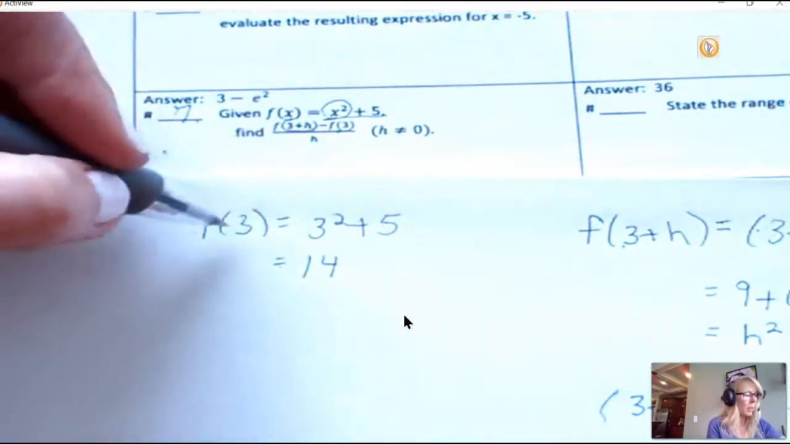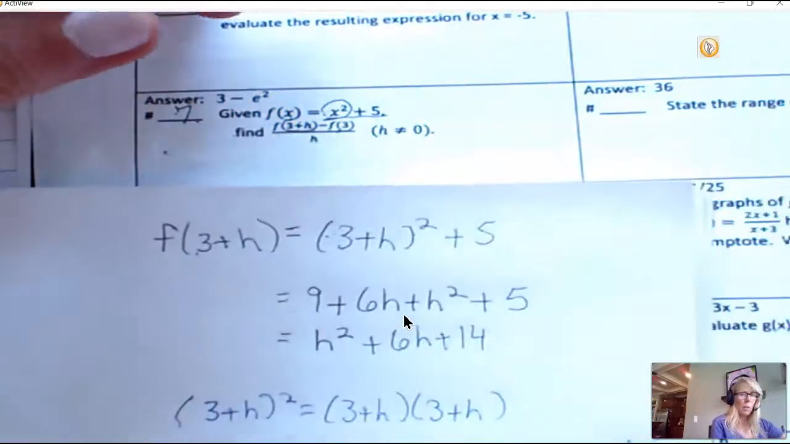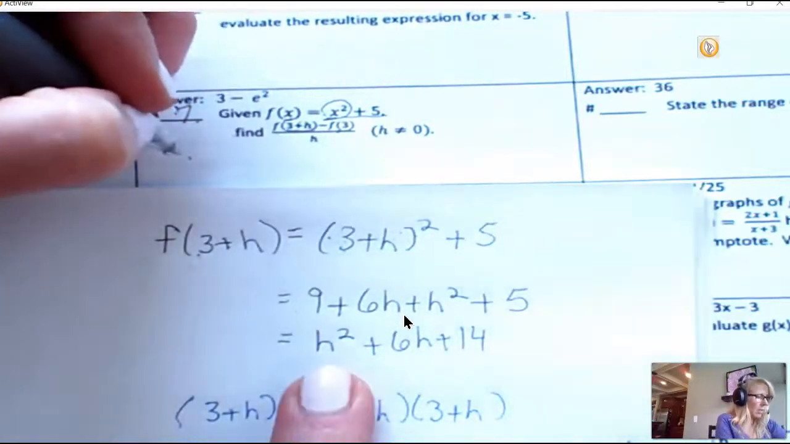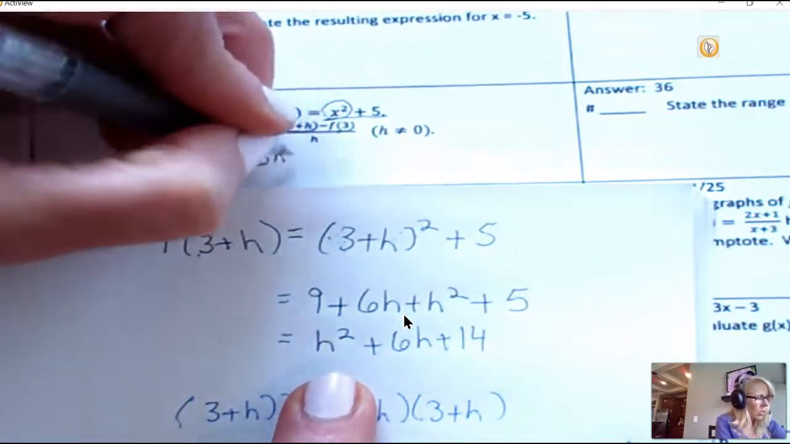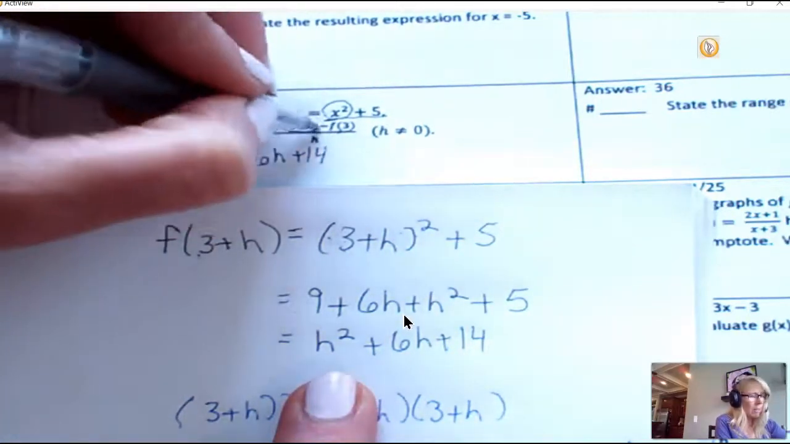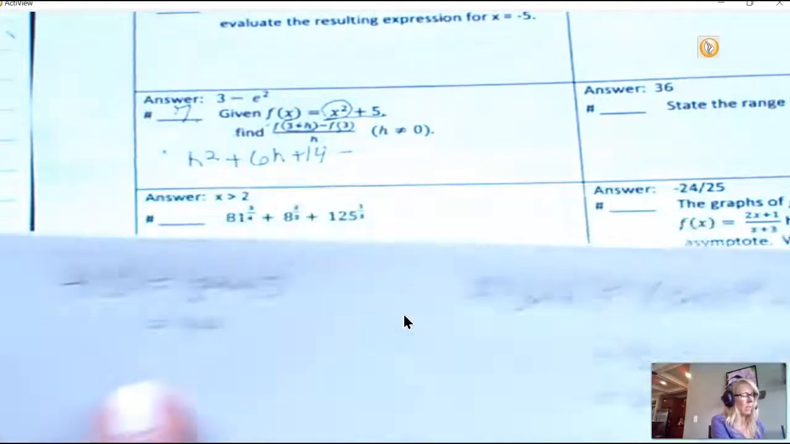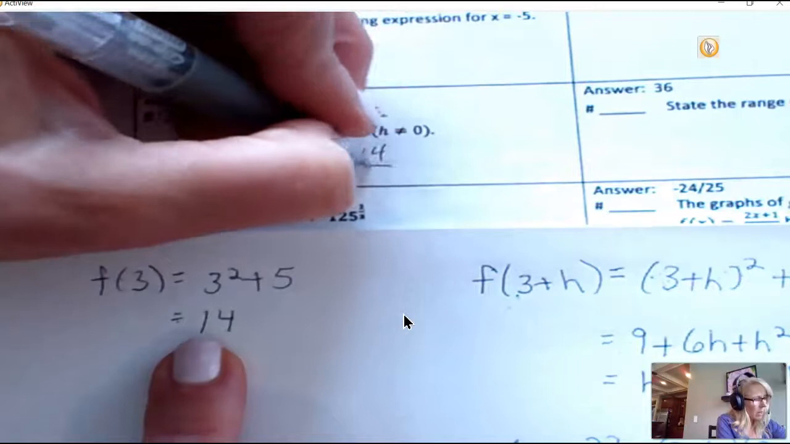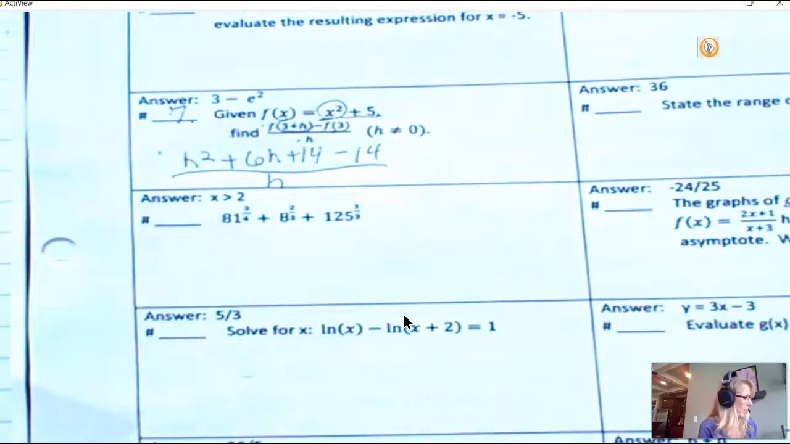All right, so let's plug in what we know about f of 3 plus h and f of 3. We know f of 3 plus h was h squared plus 6h plus 14. That's going to give me the f of 3 plus h. And then it's minus f of 3. So minus 14, because that's what f of 3 is, all over h. I don't need my whiteboard.